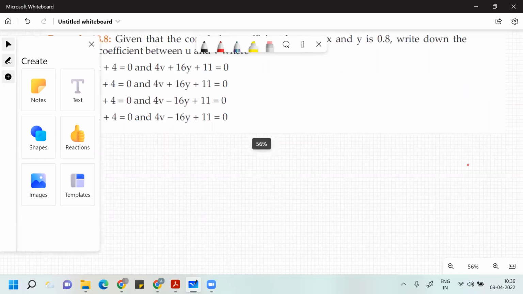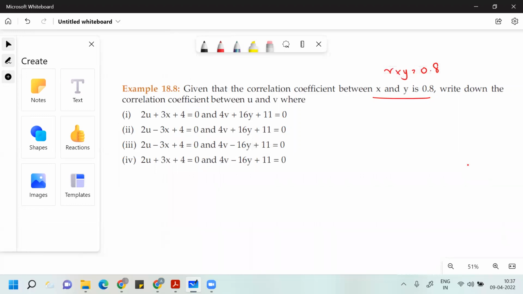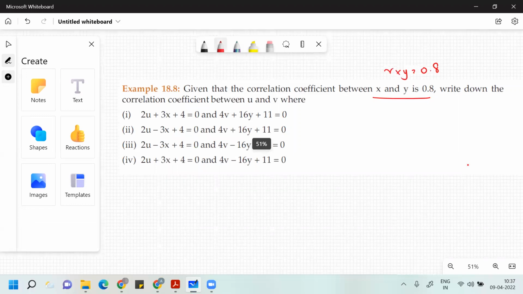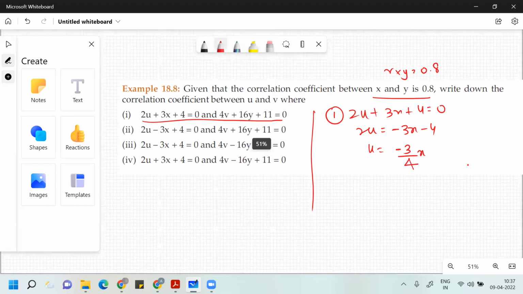You know in this problem that r of xy is 0.8. When you see the equation, you just need to see the sign of b and d. If I take the first equation, this is 2u plus 3x plus 4 equal to 0. So you can write 2u equal to minus 3x minus 4. You can write u equal to minus 3 by 2 x minus 4 by 2, that is minus 2. Can you get it? So what is b, guys? Minus 3 by 2.